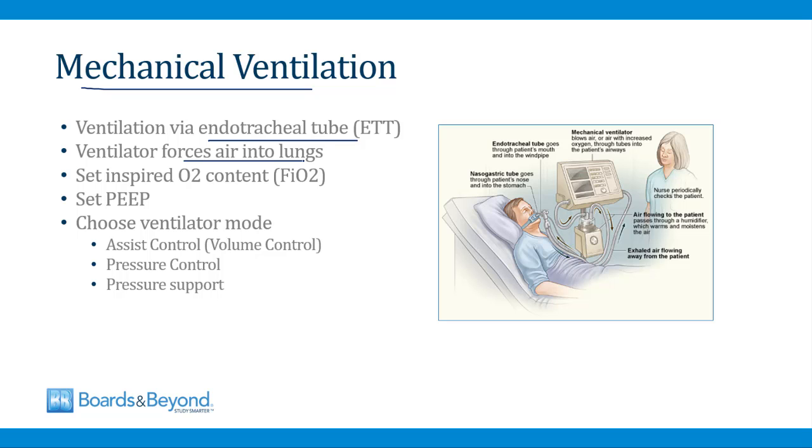For any patient on a mechanical ventilator, there are a couple of variables that you can set. The first one is the inspired oxygen content, otherwise known as the FiO2. Room air has an FiO2 of about 21%, so for a patient on a mechanical ventilator, the level is usually set higher. It could be anywhere from 30% to 100%. You can also set a very important pressure called the PEEP, which we'll talk about in a minute. And then finally, you need to choose a ventilator mode. There are three modes: assist control, otherwise known as volume control, pressure control, and pressure support. And we'll talk about all of these in the next few slides.